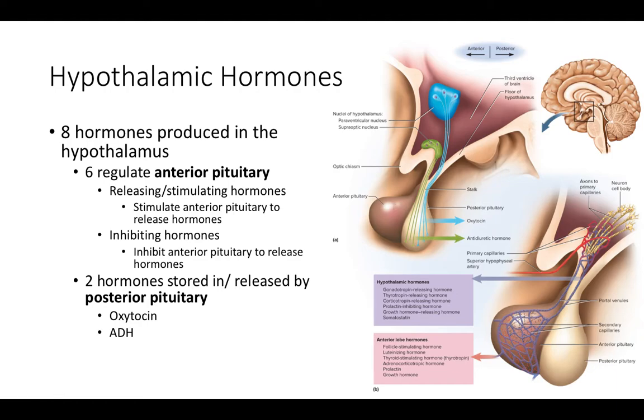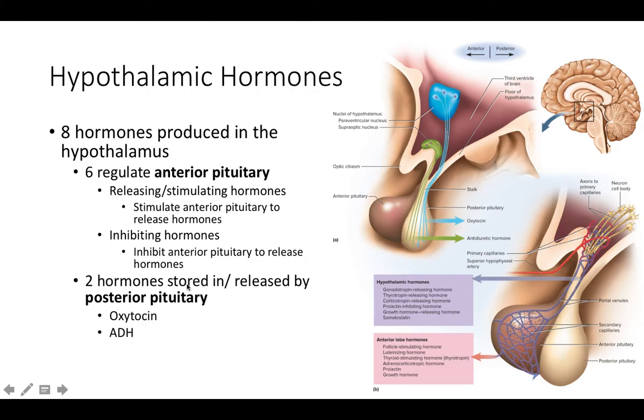So releasing or stimulating hormones are hormones that stimulate the anterior pituitary gland to release some kind of hormone. Well, on the other hand, inhibiting hormones are going to inhibit this anterior pituitary gland to release hormones. Okay, so you have hormones produced up here. 6 of them target this anterior pituitary gland. Of those 6, some of them are going to stimulate this gland to release its own hormones, and some of them are going to inhibit this gland to release some of its own hormones.